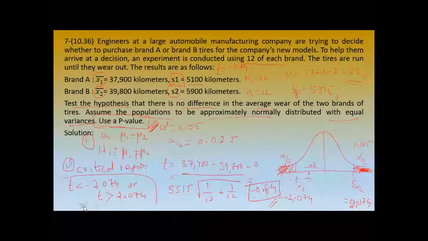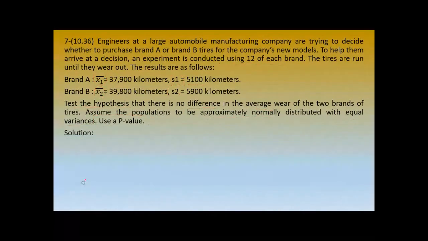Now I erase everything from the board. What is the p value? 2 times P of t less than the calculated negative 0.84, or you can write greater than positive 0.84, isn't it? Since it is two-tailed, we multiply by 2 here. And now degrees of freedom is 22. Degrees of freedom, you should remember, 22.